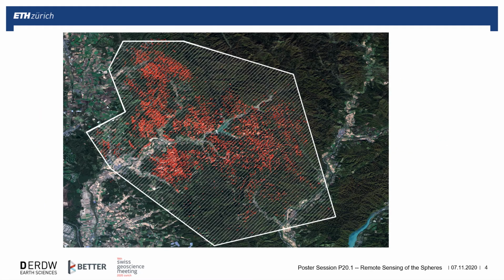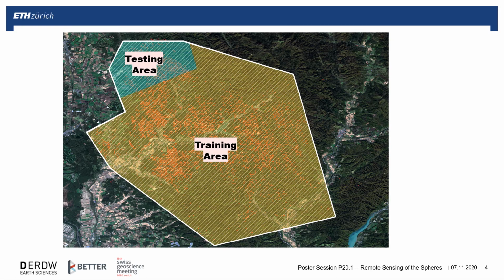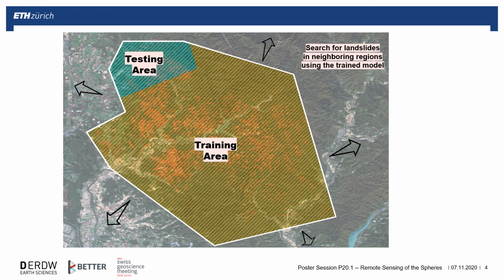In the traditional machine learning workflow, we take an existing landslide inventory and split it into two non-overlapping regions, as shown here. We train a CNN model in the training area and use the testing area to test the performance of this model. If the performance of the CNN is good enough, we can then apply it to the surrounding regions and expand our existing inventory.